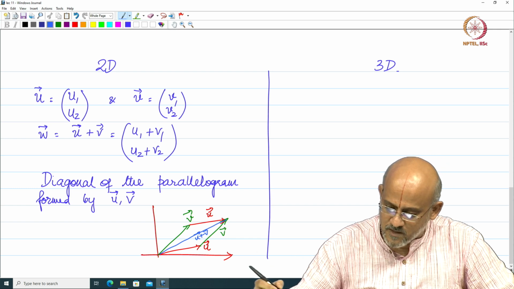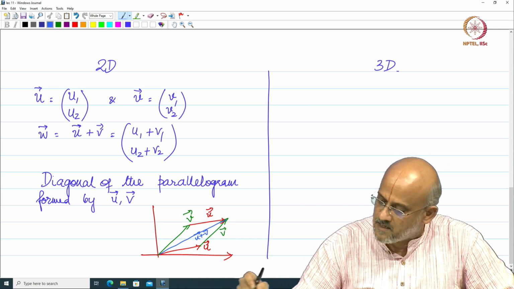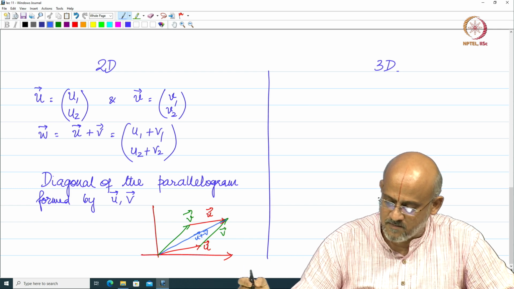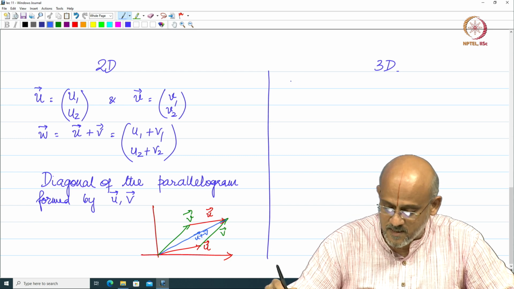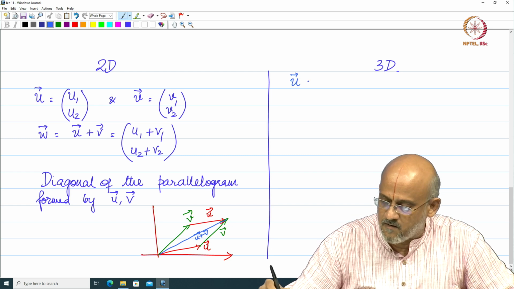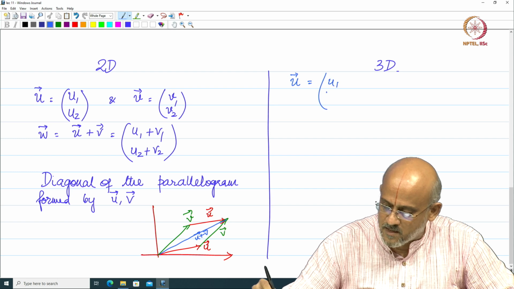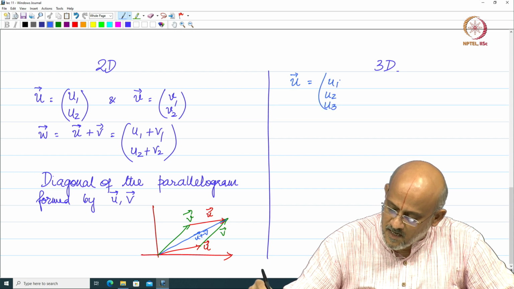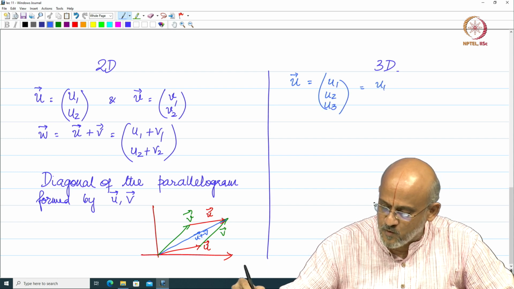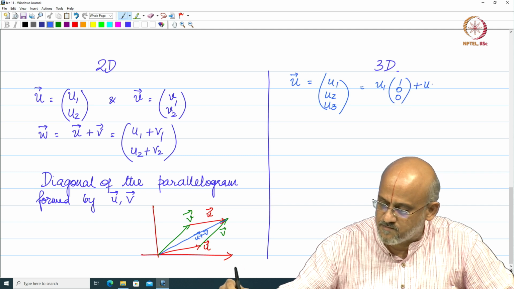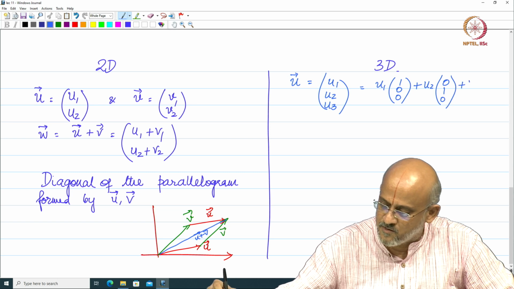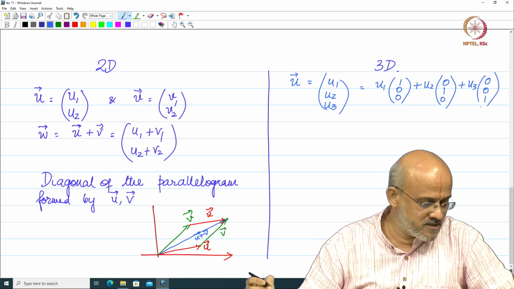So, now we are going to look at the same thing in the case of 3D. Suppose I take this vector u, which is u1 u2 u3. I can express this as u1 into 1 0 0 plus u2 into 0 1 0 plus u3 into 0 0 1. How does this look like?